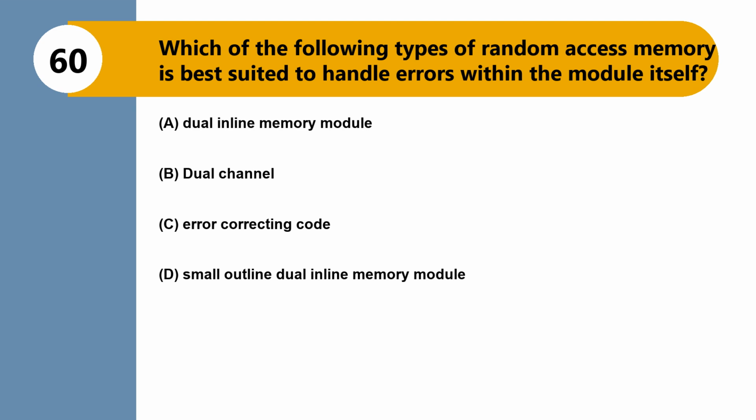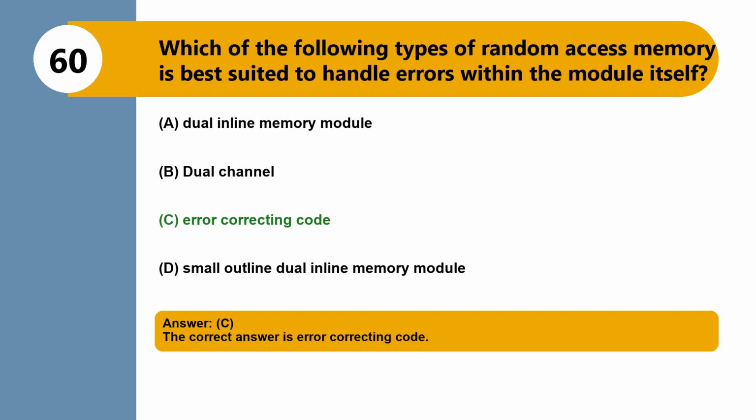Question 60. Which of the following types of random access memory is best suited to handle errors within the module itself? Option A, Dual Inline Memory Module. Option B, Dual Channel. Option C, Error Correcting Code. Option D, Small Outline Dual Inline Memory Module. The correct answer is option C, Error Correcting Code.